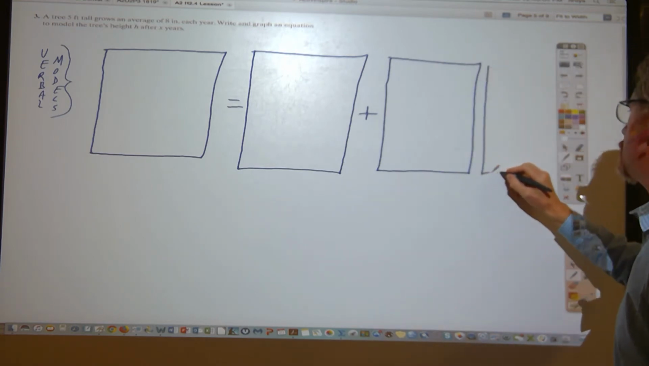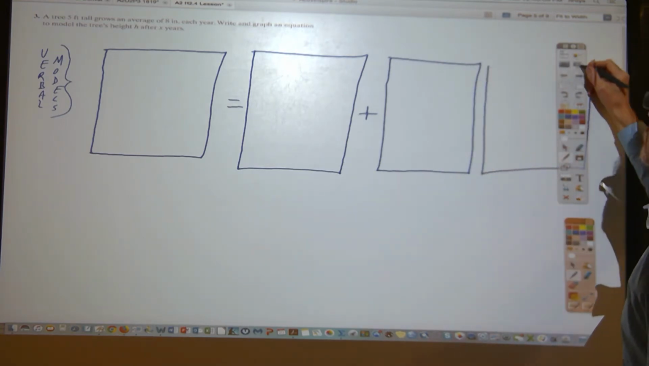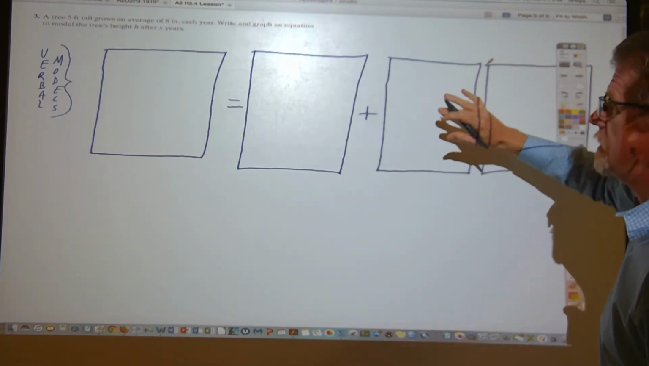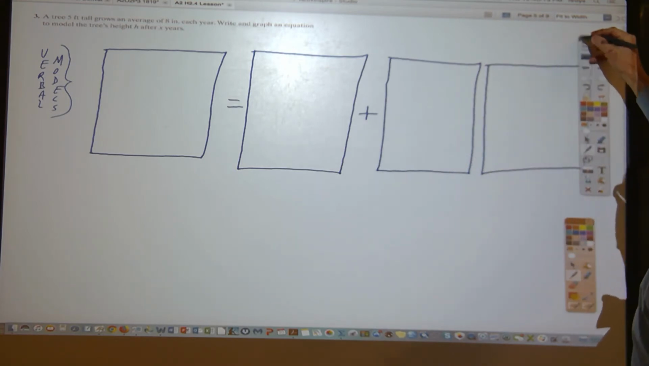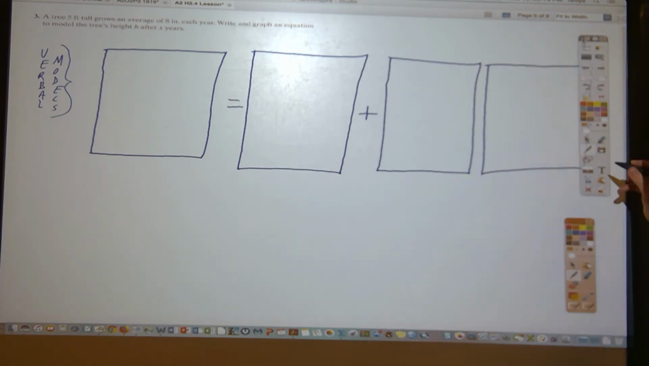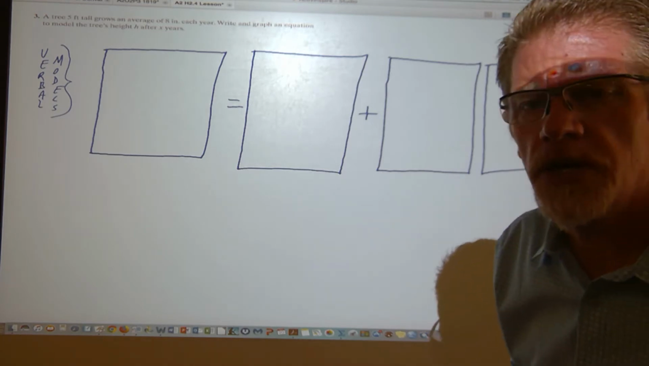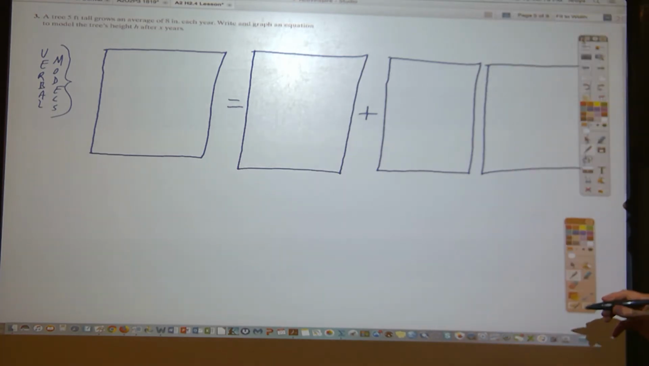So here's my challenge to you. Pause the video and see if you can fill in the words for all 4 boxes in the verbal model. Let's give that a go, and then we'll take a look at it together.